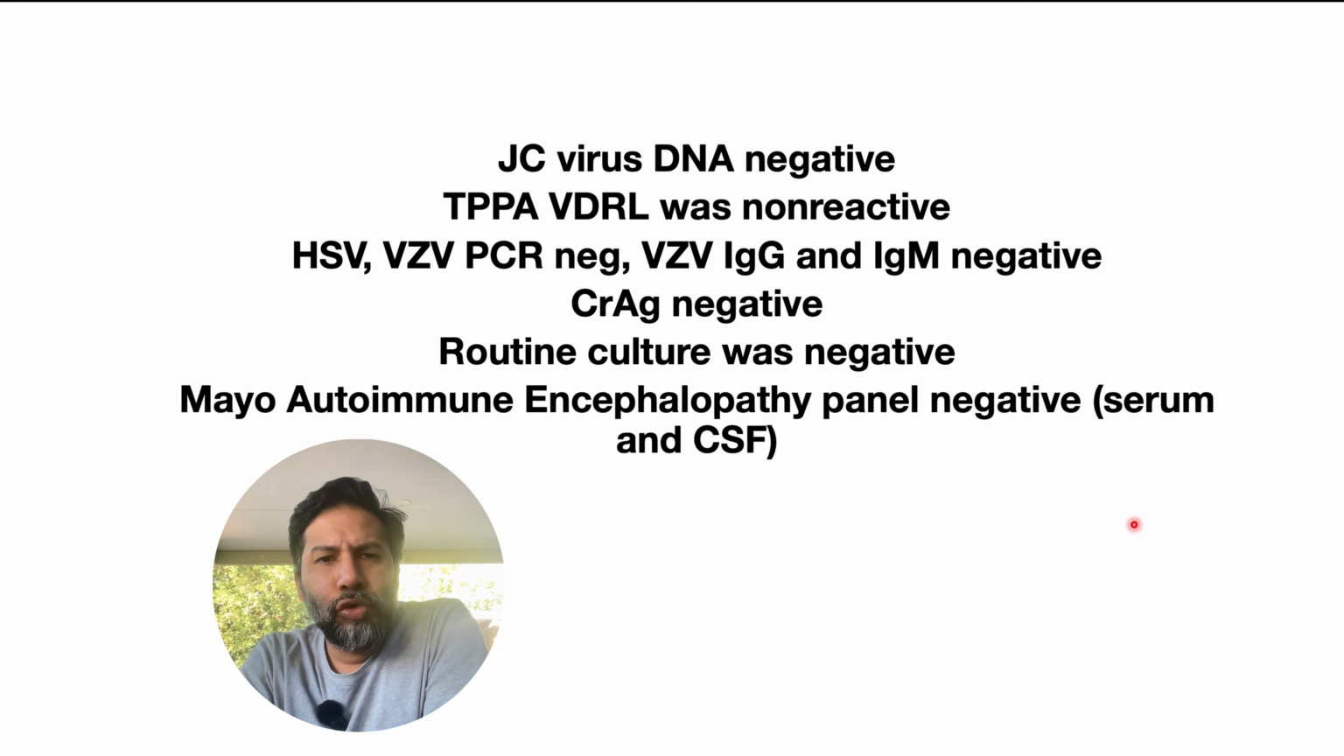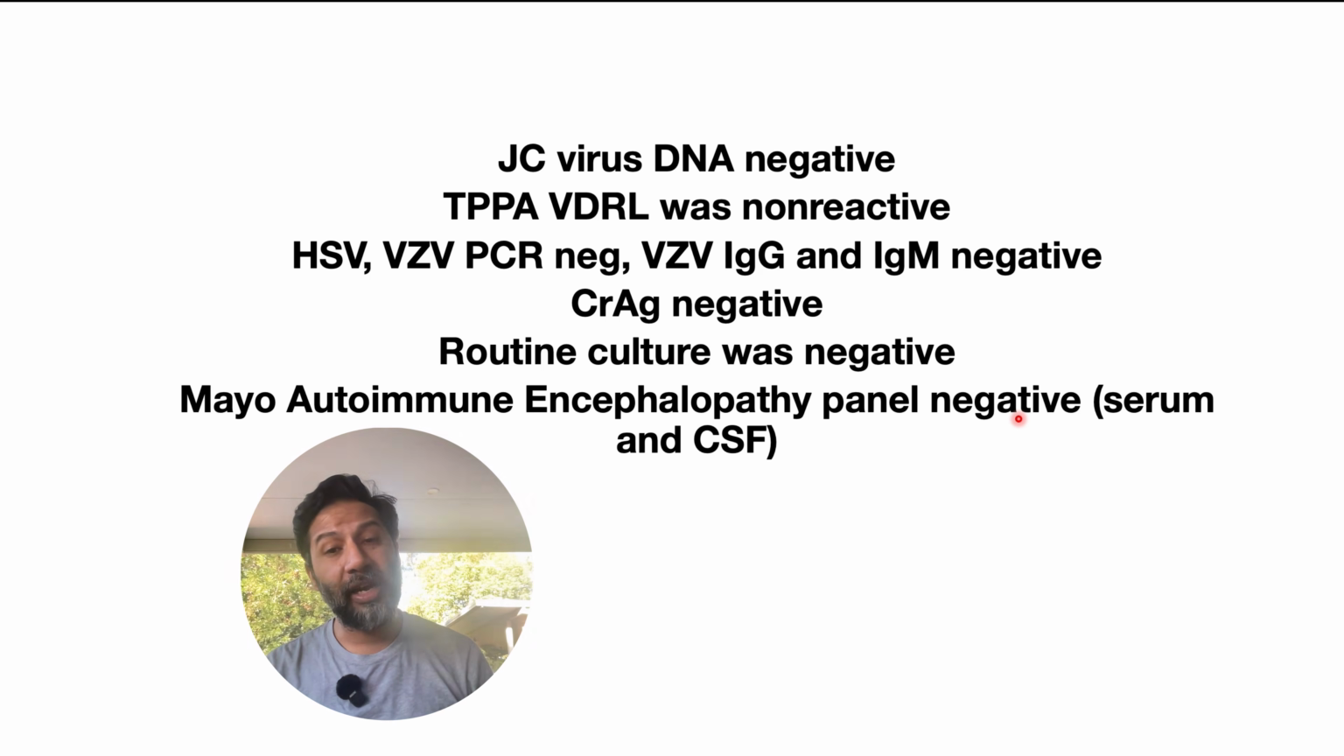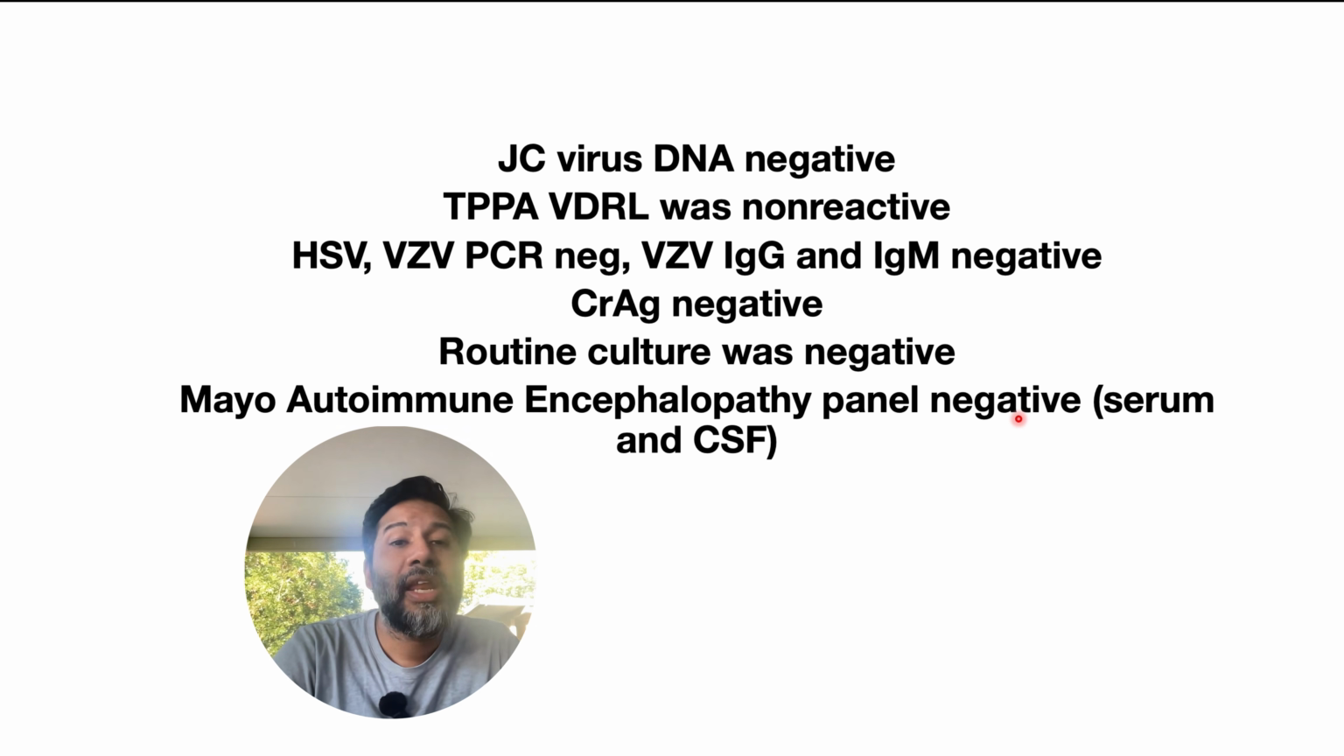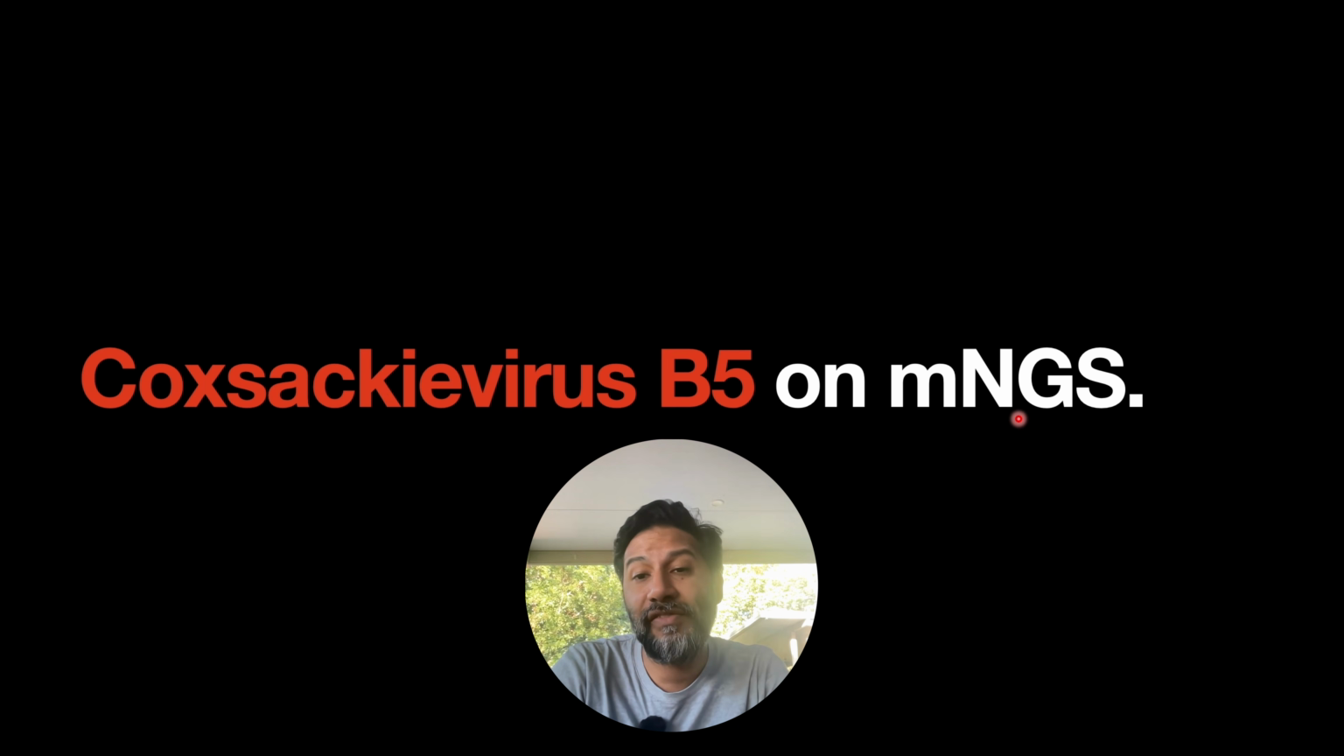And so he gets the full gamut of investigation sent off. There's a question of whether this could be part of an autoimmune spectrum. Unclear of what to do because everything's negative. He gets metagenomics sent off. It comes back positive for Coxsackie B5.